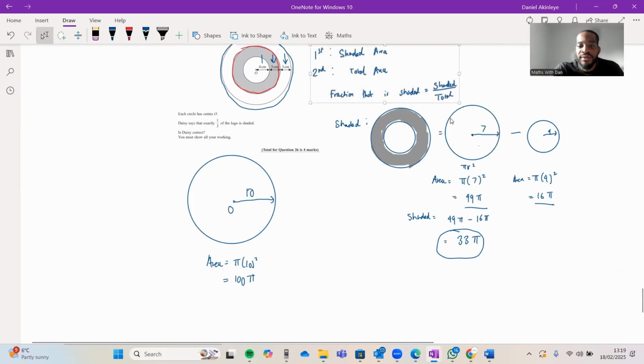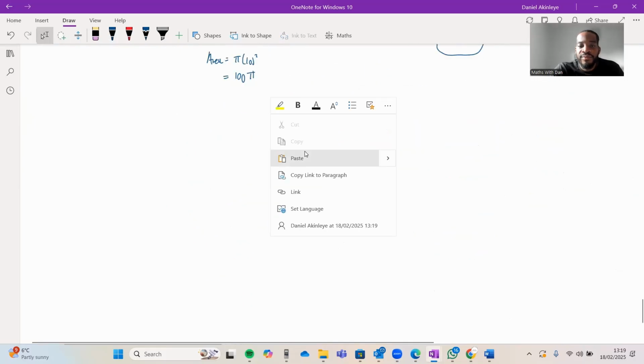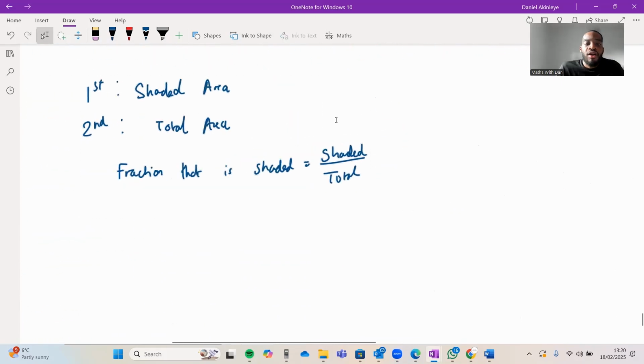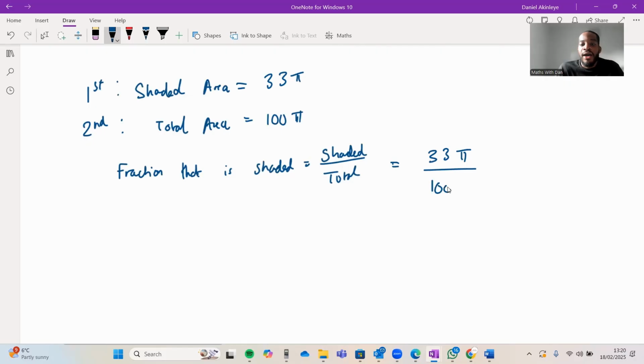So let me put this in here. Now, the shaded area was 33 pi. The total area we just saw was 100 pi. So therefore, the fraction that is shaded is going to be equal to 33 pi divided by 100 pi. Do we agree with that, guys? Does that make sense? Just before I continue? I'm just going to wait for all of you to say yes or no, so that we're happy.